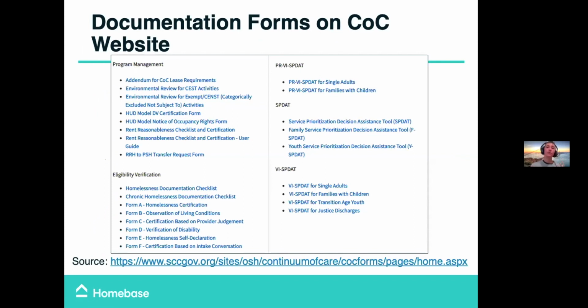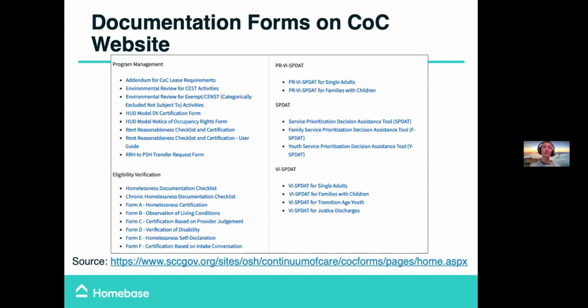So to help support you or whoever's doing this documentation in documenting chronic homelessness and really any eligibility for CoC programs, the CoC has created some materials that I'm going to be referencing throughout this presentation. On the slide, you see a screenshot of the CoC website, and also I've linked at the bottom where it says source to the web page where you'll find these forms. And in the bottom left quadrant, you'll see the list of eligibility verification forms. So the chronic homelessness documentation checklist, which is the second on this list, is going to be a really, really good resource for you if you're documenting chronic homelessness or if you're reviewing documentation to check for compliance.